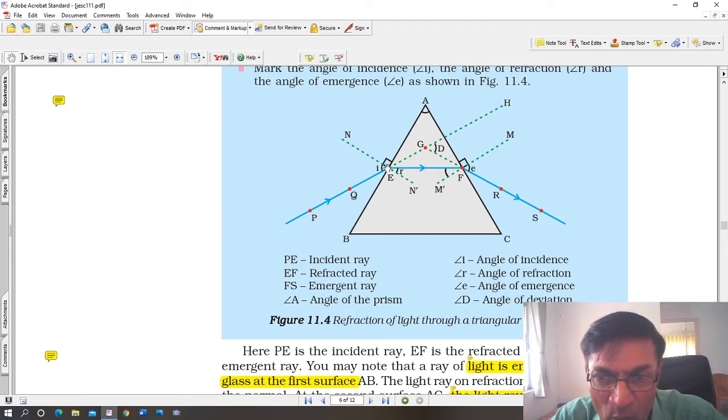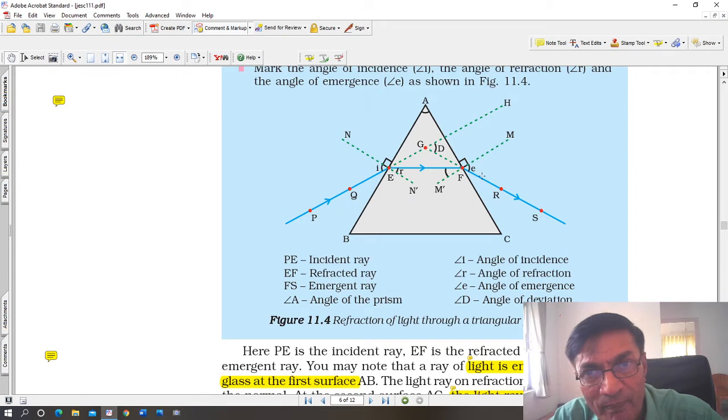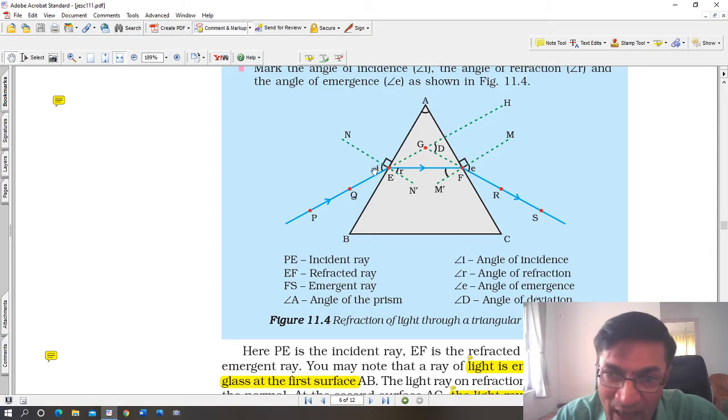Now at this point E, draw a perpendicular N dash. With a pencil and scale, draw a perpendicular. This N dash is called the normal at the point of incidence. Similarly, draw a normal M dash at point F, that is the point of emergence. Now this angle is angle I, between the incident ray and the normal.